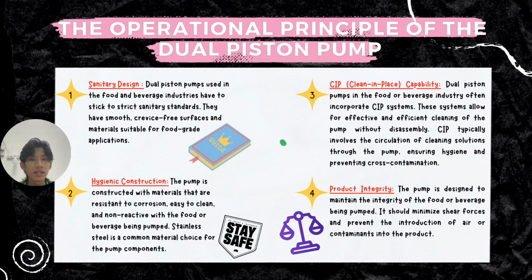The fourth point is product integrity. The pump is designed to maintain the integrity of the food or beverage being pumped. It should minimize shear force and prevent the introduction of air or contaminants into the product.